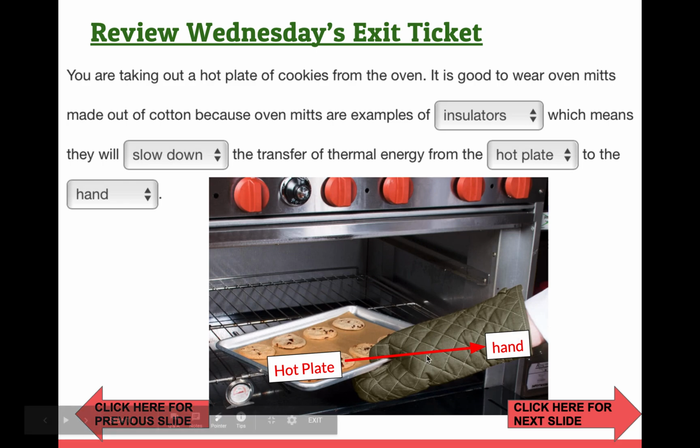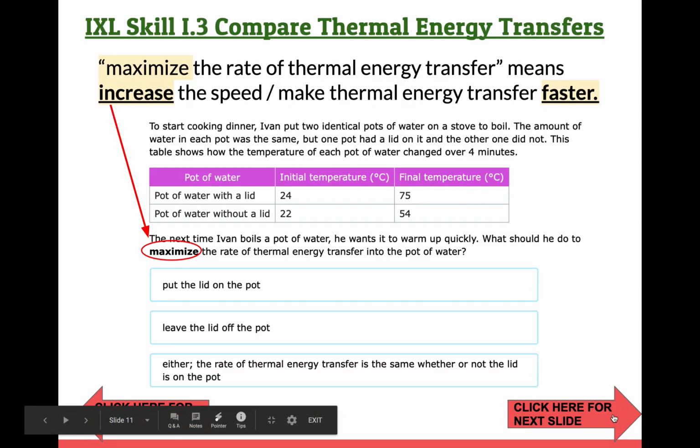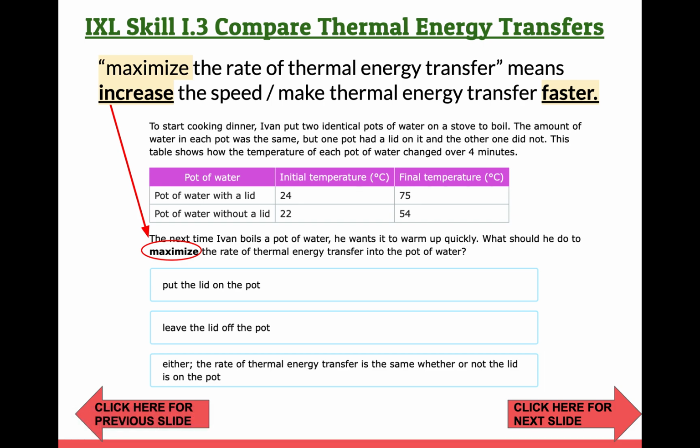But if you put on an oven mitt, it is going to slow down the transfer of thermal energy. It's going to slow down how quickly thermal energy will go from the plate to your hand. So things that slow down the transfer of thermal energy are called insulators. So oven mitts are examples of insulators. So they will slow down the transfer of thermal energy from the hot plate to your hand. Okay? All right, so that's it for your exit ticket review.